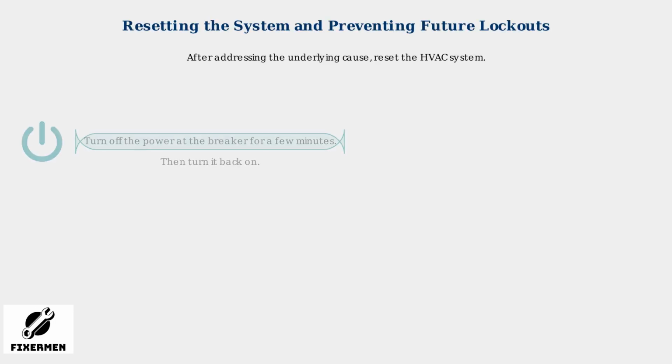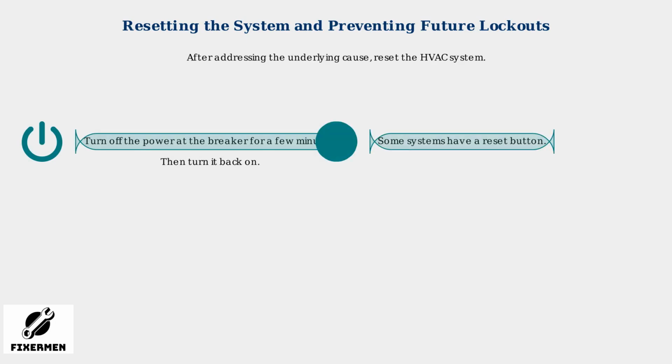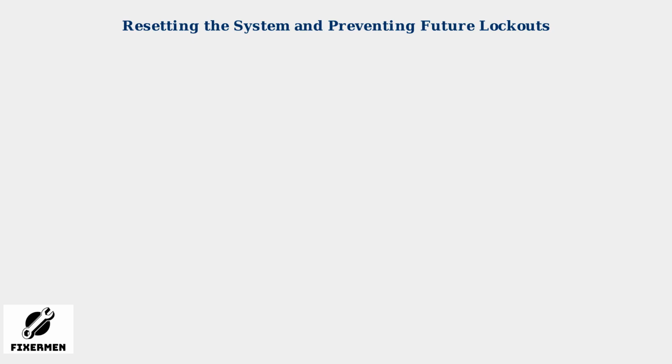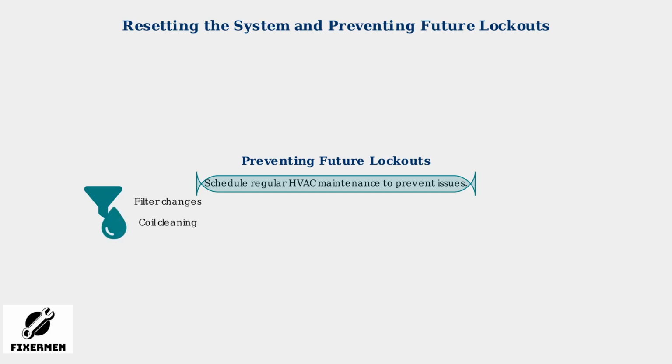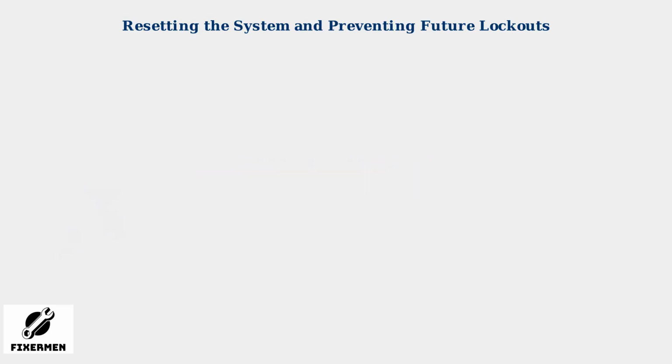After addressing the underlying cause, reset the HVAC system by turning off the power at the breaker for a few minutes and then turning it back on. Some systems may have a reset button instead. To prevent future lockouts, schedule regular HVAC maintenance, including filter changes, coil cleaning, and professional inspections. This proactive approach can identify and address potential problems before they lead to costly repairs and compressor failure.